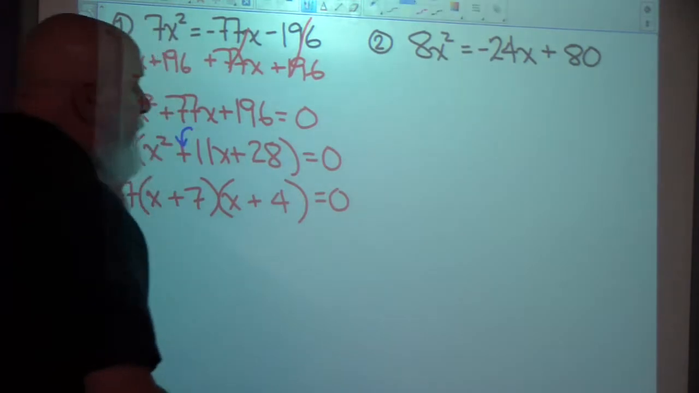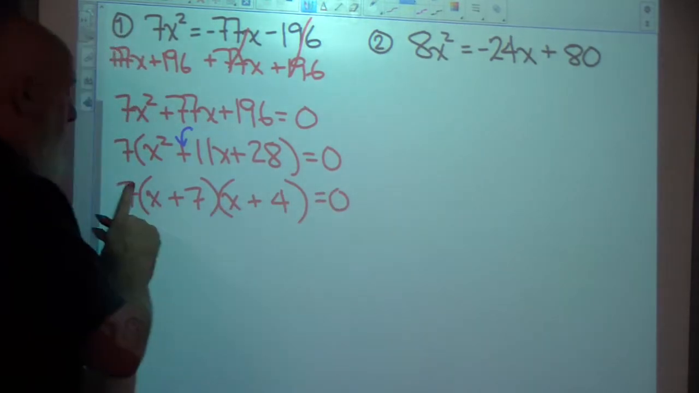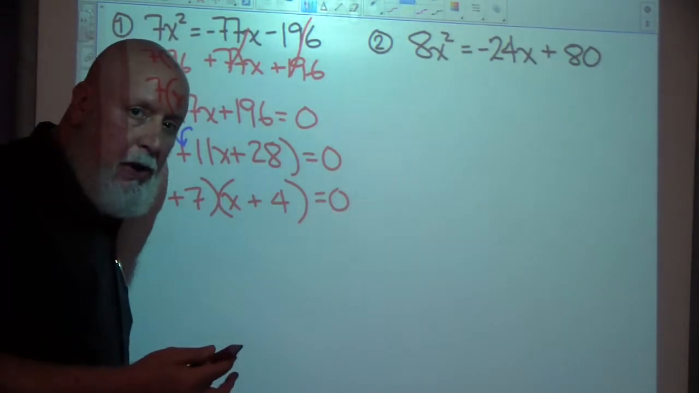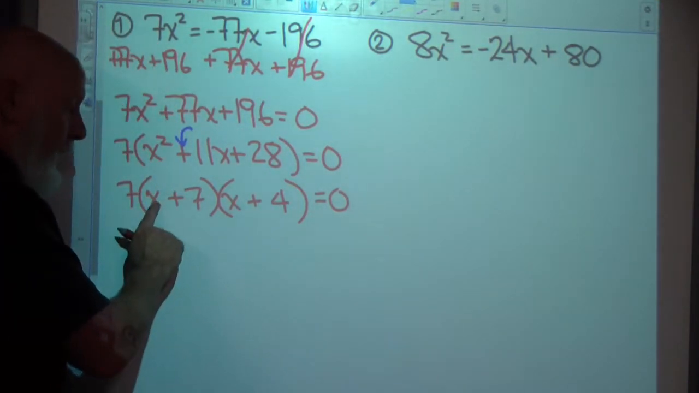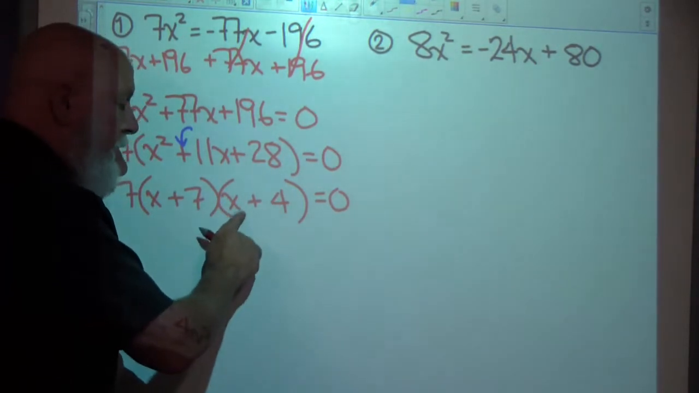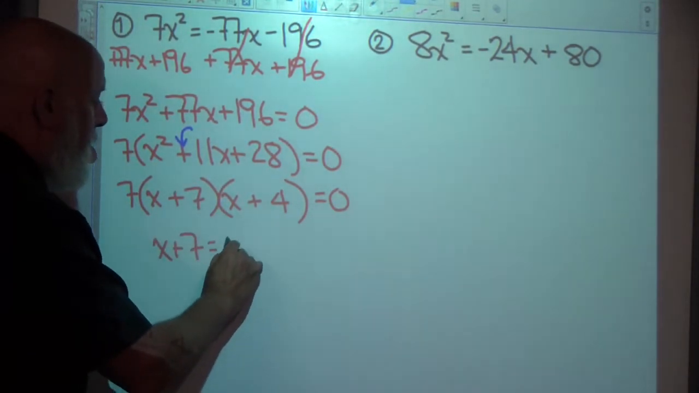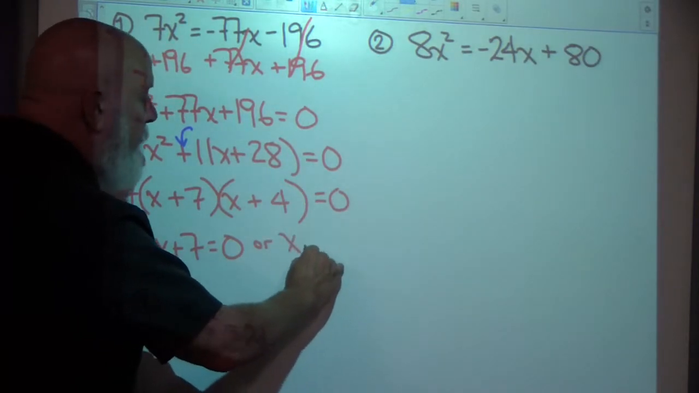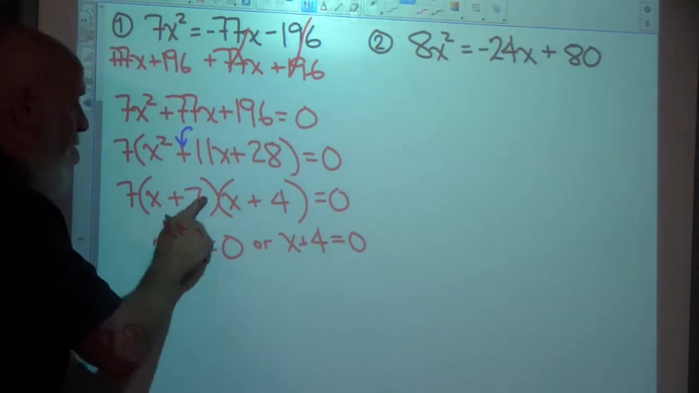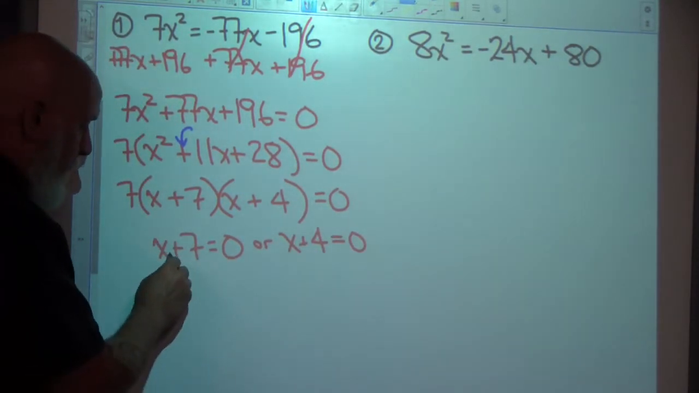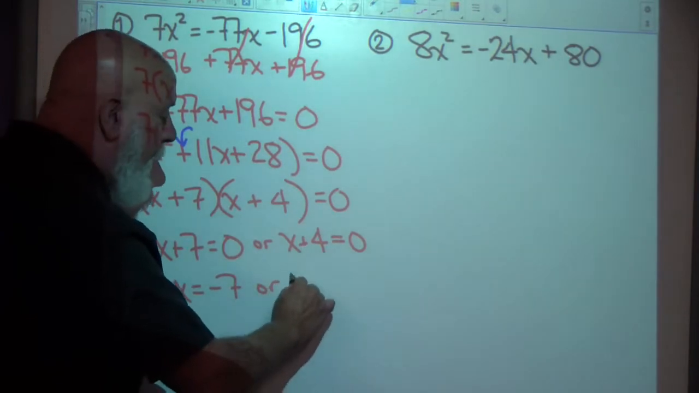Once I do that, I just employ the zero product property again. I say, well, if this times this times this is 0, then either this one is 0, and it will never be 0 because it's a constant. 7 is a constant. It will never be 0. But this one could be 0 if x is negative 7, or this one could be 0 if x is negative 4. So I'm going to say either x plus 7 is 0, or x plus 4 is 0, and solve both of those. I can't say 7 would be 0 because 7 is 7, but these variable expressions could be equal to 0. So I solve this, and I get x is negative 7, or I solve this one, I get x is equal to negative 4.